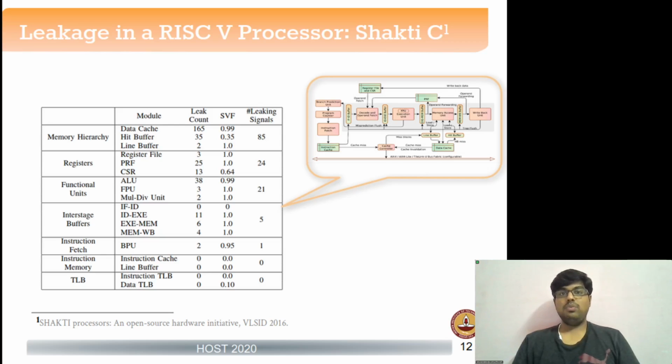Let us investigate what actually causes the information leakage in the expected modules such as data cache, hit buffer, and line buffer, and also in some unexpected, surprising modules such as the floating point unit, multiply unit, and BPU.